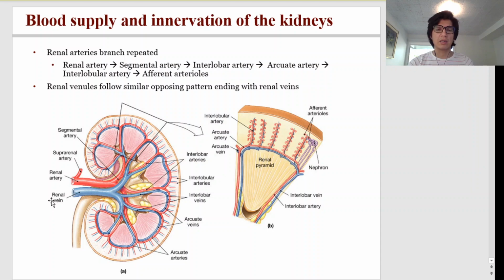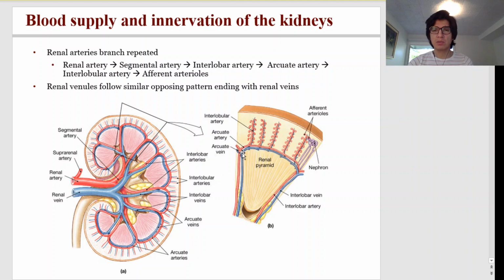So let's look at these arteries. You have the renal artery entering the kidney at the hilus. It divides into segmental arteries. These segmental arteries divide into lobar arteries. Each lobar artery supplies a lobe. Eventually, these lobar arteries bifurcate into interlobar arteries. Interlobar arteries go between the lobes. These interlobar arteries transition into arcuate arteries, which create this arch present here.